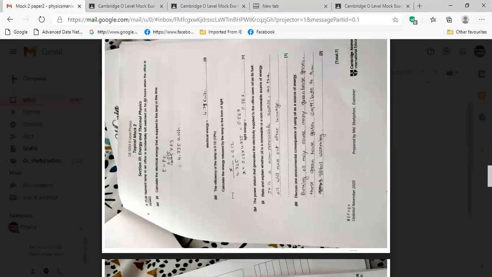The power station that generates the electricity supplied to the office uses oil as the fuel. State and explain whether oil is a renewable or a non-renewable source of energy. Oil is a non-renewable source of energy as the oil will run out after usage. Okay, correct.